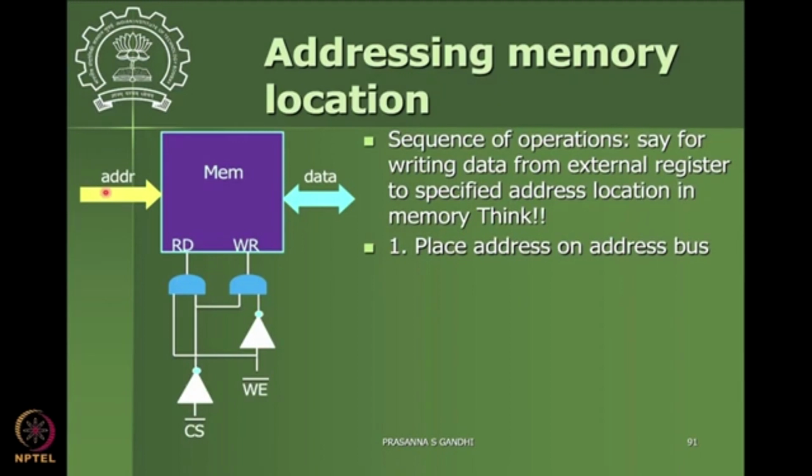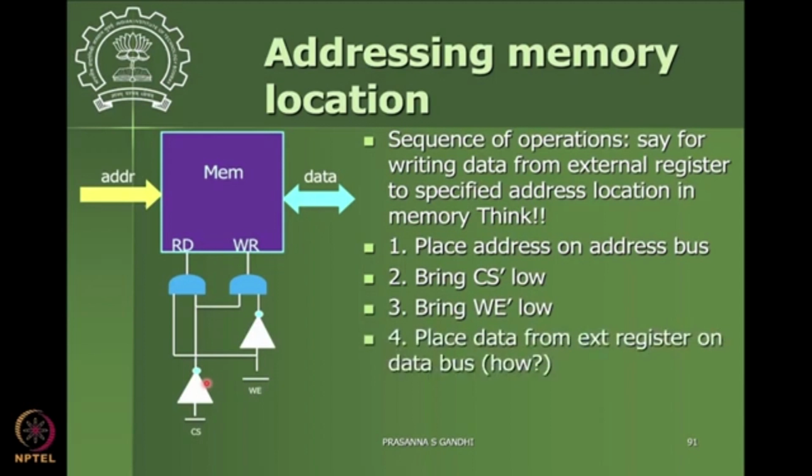Then you want to have data on the data bus coming from the external register. So you select this chip. There are some additional features, where there are multiple chips and you want to select one of the chips. Then you can select this chip for the operation to be done. Then this write enable is there. So you bring this also to low. That means you enable the write operation.